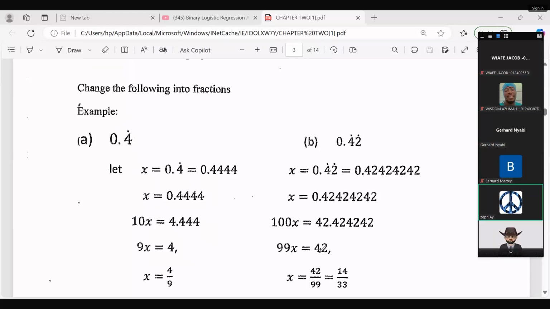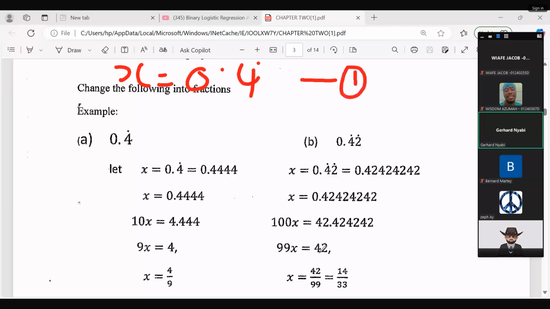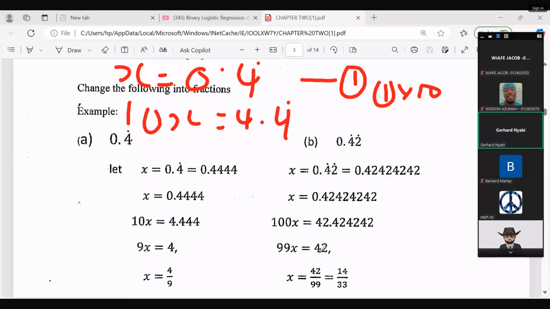All right. So the first thing we'll do is to let a variable x be equal to the number that is given to us. That is 0.4 recurring. Recurring means that 4 continues on and on. Is that okay? So now the next objective is to make sure one of the 4s that is repeating comes to the left-hand side of the decimal point. What do we do? We multiply by 10, right? So this is equation 1. If you multiply equation 1 by 10, what we'll get is 10x equal to 4.4 recurring. Is that clear? Yes, sir.